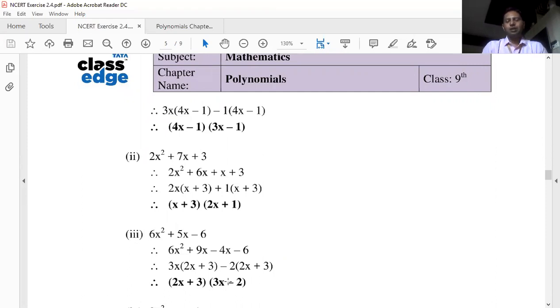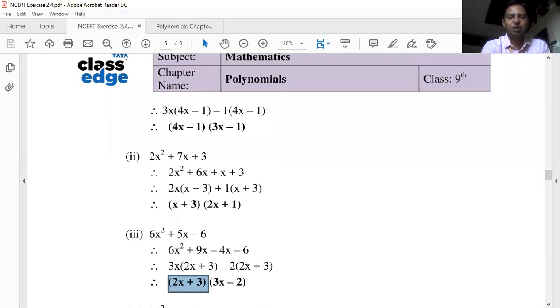Now we can take 3x common from the first two terms. While taking 3x common from the first two terms, we'll get 2x plus 3 here. And while taking 2 common from the last two terms, we'll get 2x plus 3 here as well. So we have 2x plus 3 common. Now taking 2x plus 3 common from these two terms, we are left with 3x from the first term and minus 2 from the second term. So the factorized form is 2x plus 3, 3x minus 2.